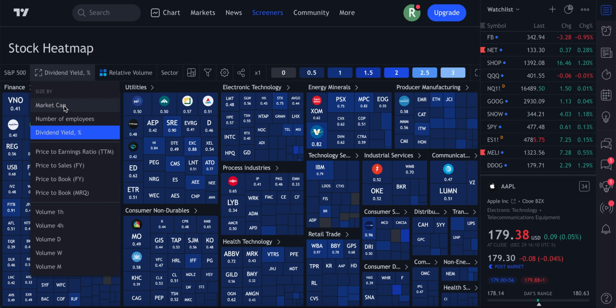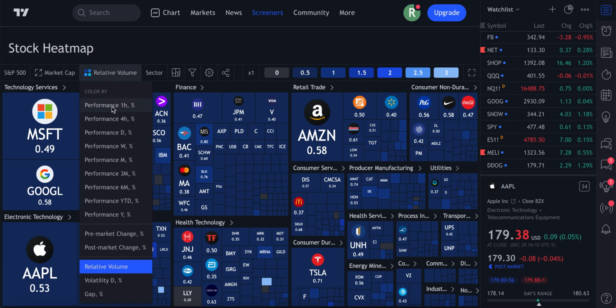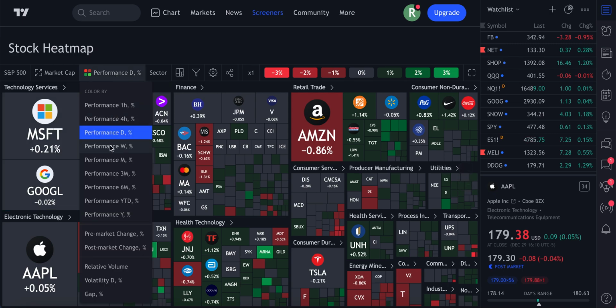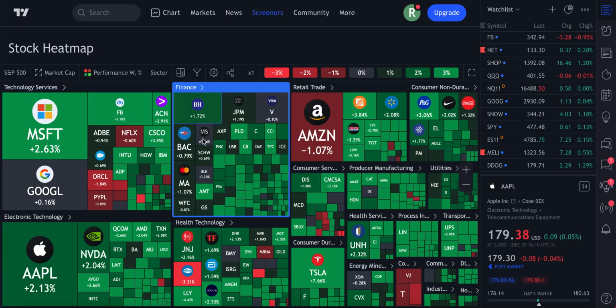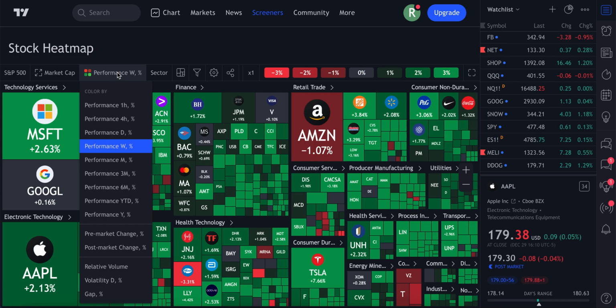But we're going to stick with the market cap, and the most important thing, at least what I found, was relative volume in the third section, right? Color by: there's performance 1 day, 1 week. So you can see what performed really well and what not. If you look at the performance for the week, Microsoft was pretty good, Apple, Nvidia, those stocks really good. Amazon was kind of down, so you can check that out, right?